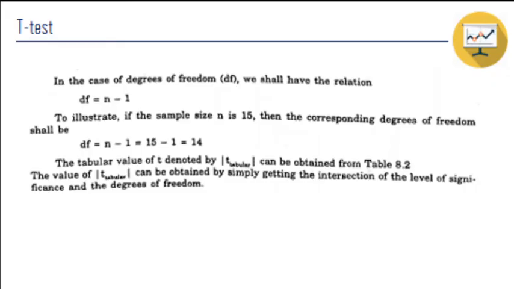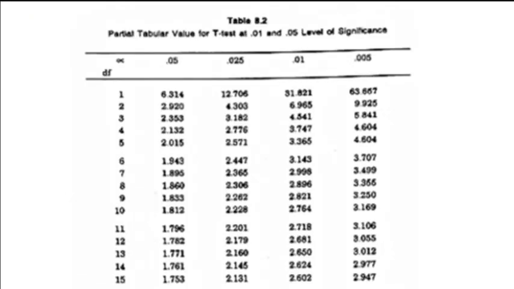The value of the absolute value of t tabular can be obtained by simply getting the intersection of the level of significance and the degrees of freedom. So we will use this partial tabular value for t-test at 0.01 and 0.05 level of significance. So kukunin lang natin yung intersection ng degrees of freedom and ayun, yung mga given sa taas. Level of significance.